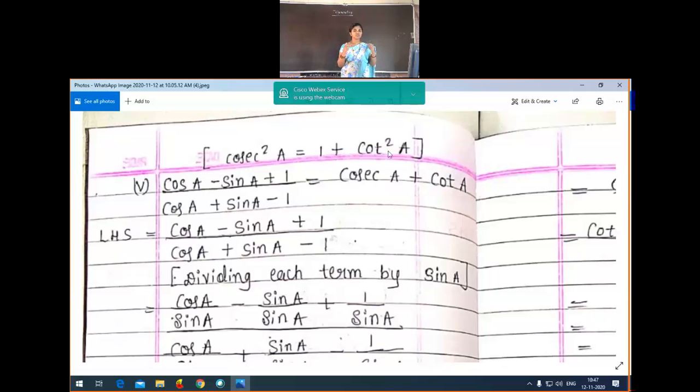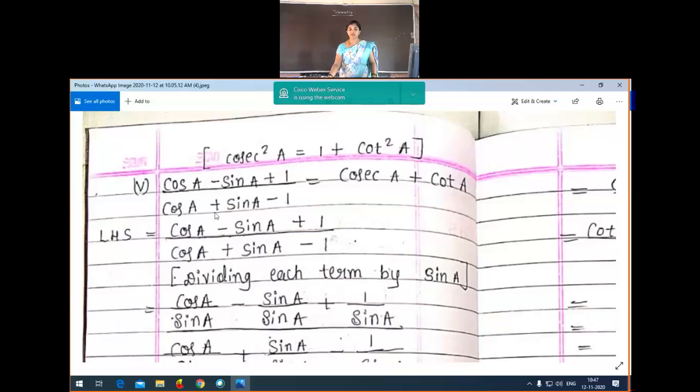So this is somewhat like the last example problem. That day while solving the last example problem, there were recording problems. This one is that type of problem. Here cos A minus sin A plus 1 divided by cos A plus sin A minus 1. So let us start the problem with the LHS part. LHS is cos A minus sin A plus 1 divided by cos A plus sin A minus 1.